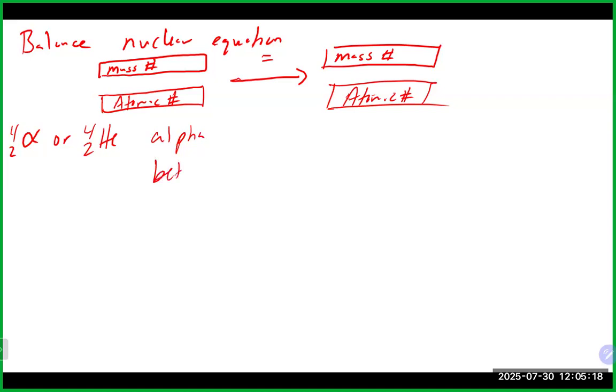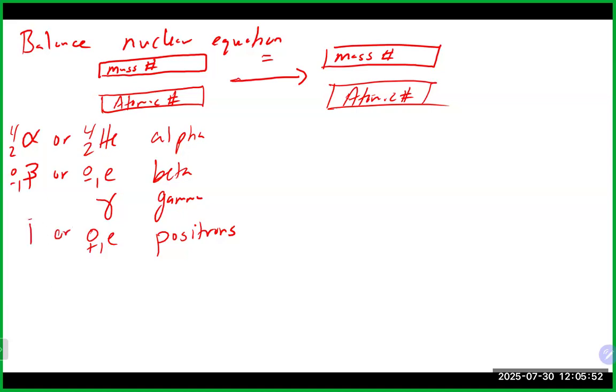We also have beta particles, which are really negatively charged electrons. And you can use the electron symbol, or you can use the beta symbol as well. We also have gamma rays, which is basically just pure energy, so we just use the gamma symbol for it. There's also positrons. Positrons are basically like beta particles or electrons, except that they're positive. So that's a +1 type of situation. Or again, you could use the beta symbol +1 as well.